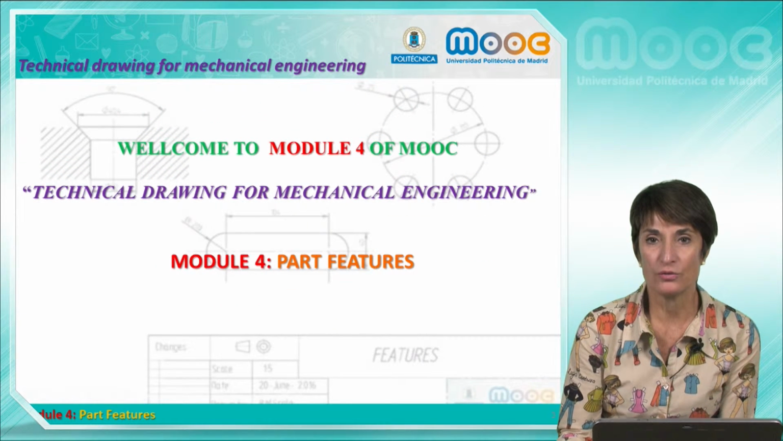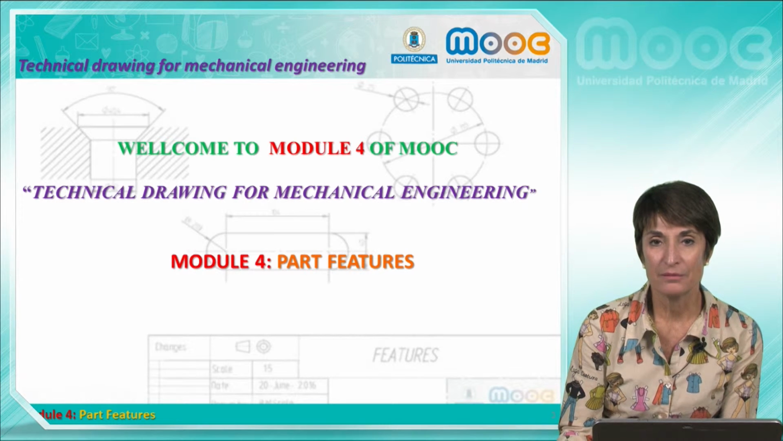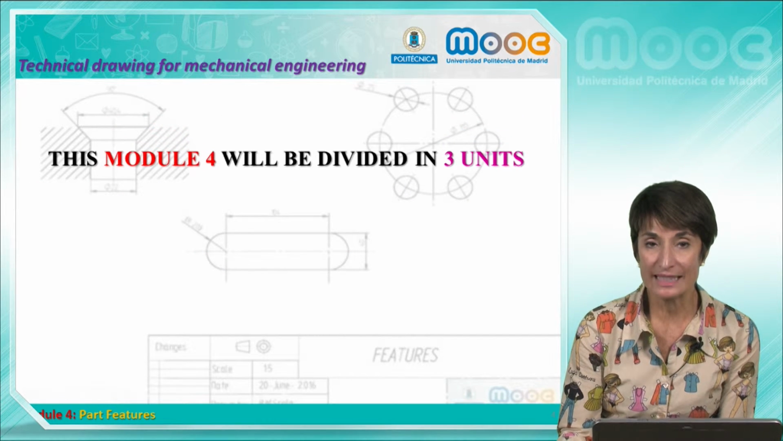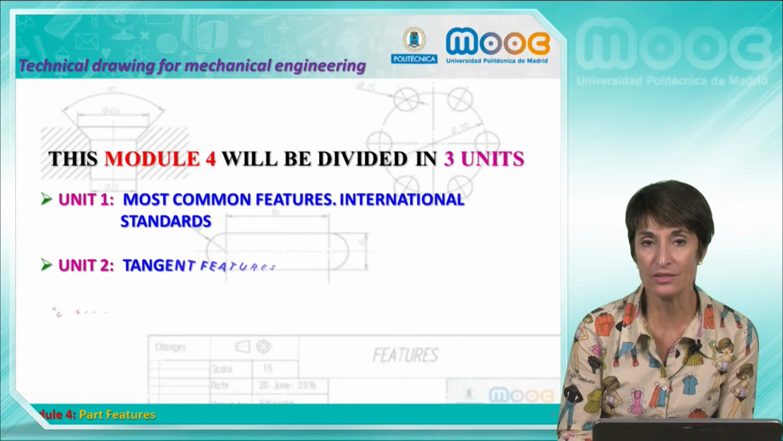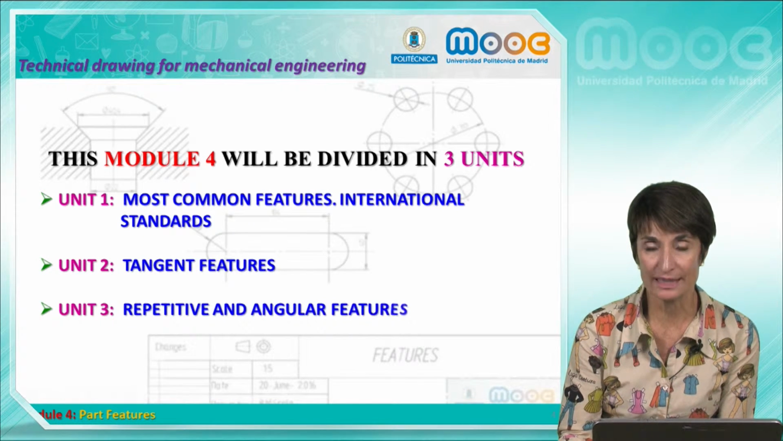Welcome to this Module 4 of our MOOC, Part Features. This Module 4 will be divided in 3 units as well. First unit, the most common features, the international standards. Unit 2, the tangent features. And Unit 3, repetitive and angular features.